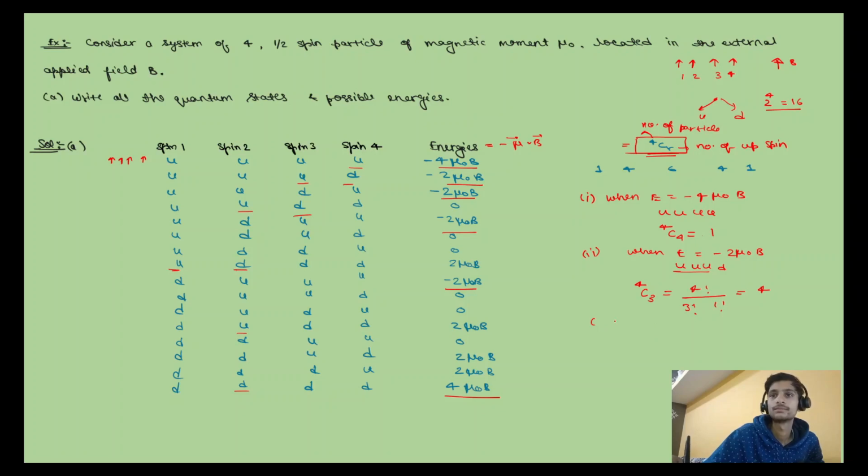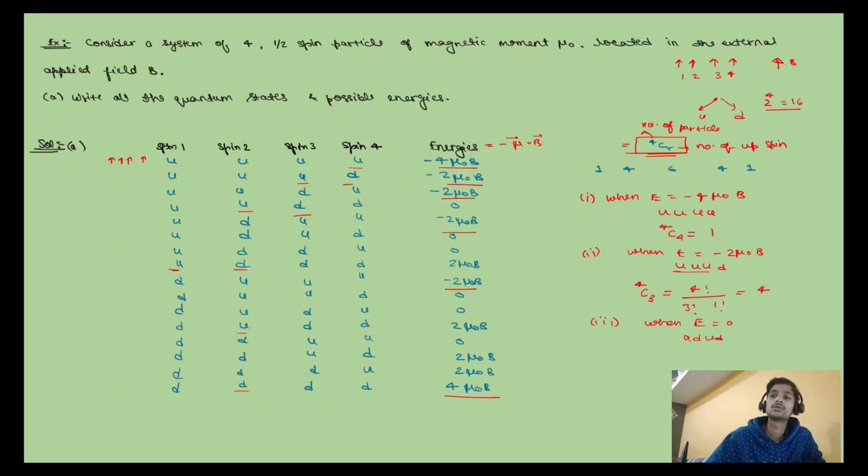So third case, when energy is equal to 0. So how can energy be 0? When you have 1 up, 1 down, 1 up, 1 down, right? Then only this will give you a net magnetic moment of 0, right?